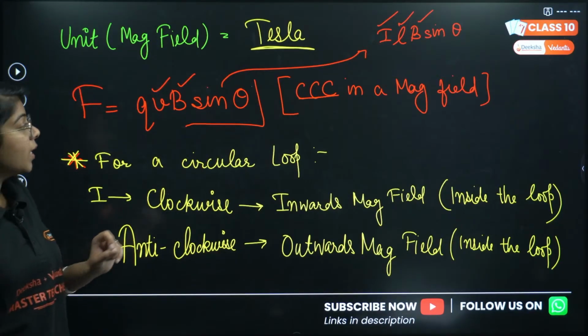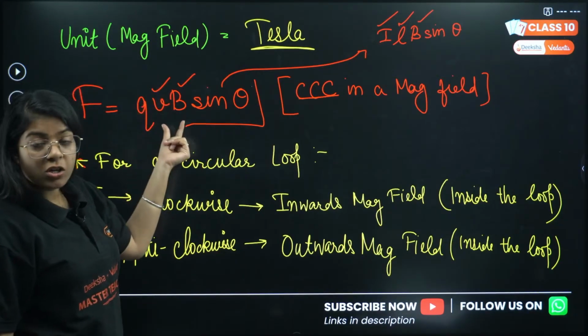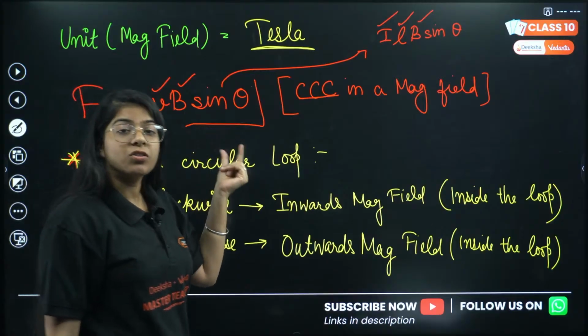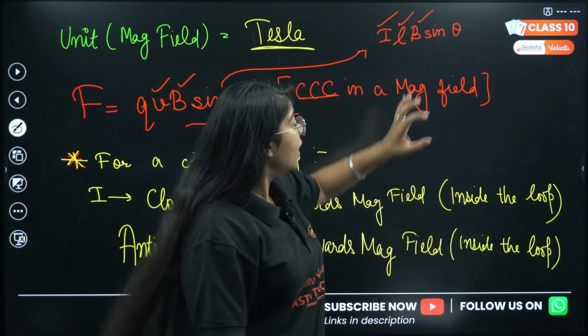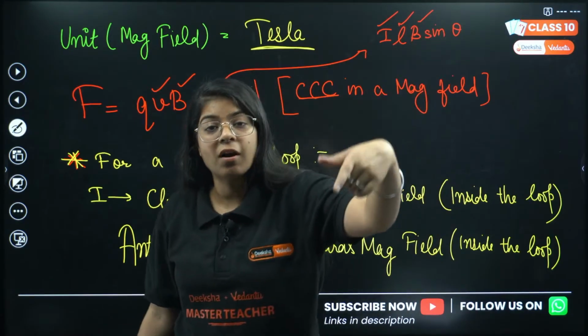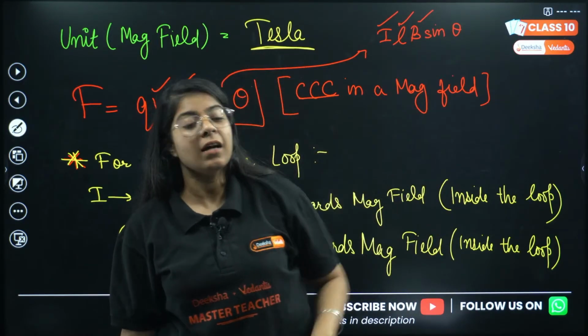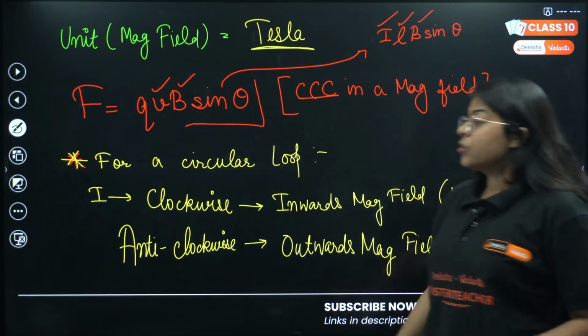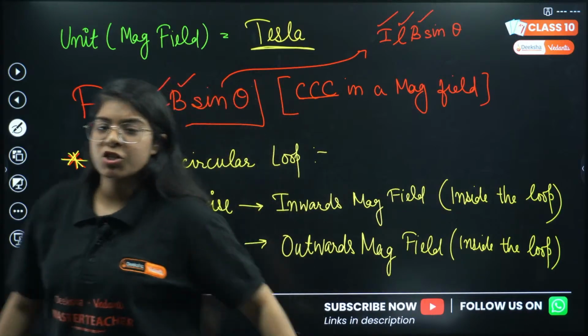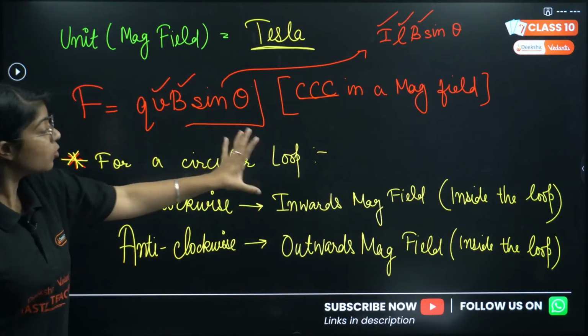Theta, however, is the angle between the velocity vector and the direction of magnetic field, and here theta is the angle between length of that conductor and the magnetic field. Correct? So some small points, which is for a circular loop.